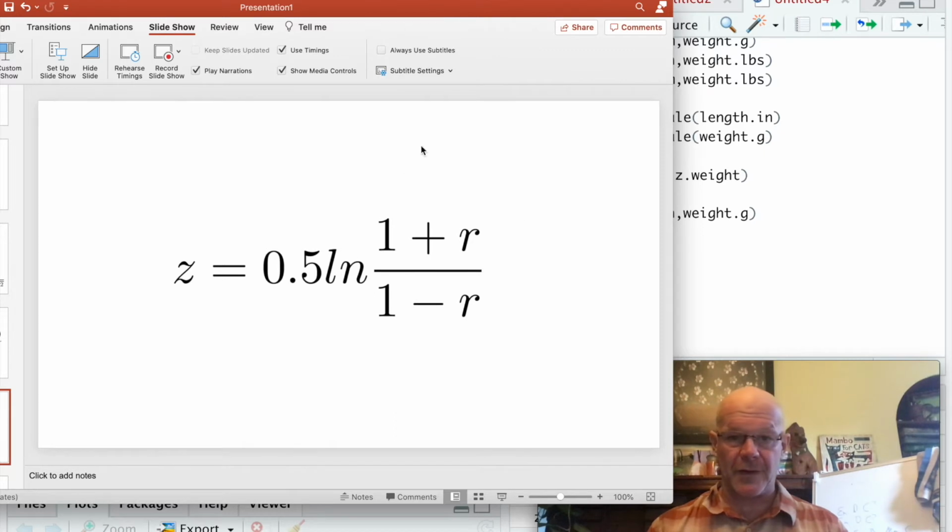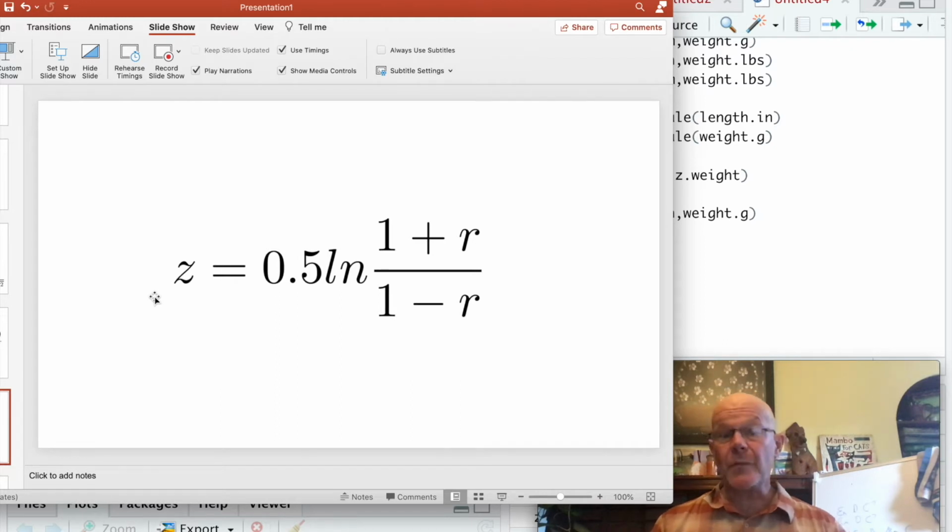You take the natural log of that, you multiply it by 0.5, and now your r is no longer in units of rho, whatever those are, the standardized covariance units. But now we can model directly our correlation coefficients as being random variables drawn from a normal distribution.